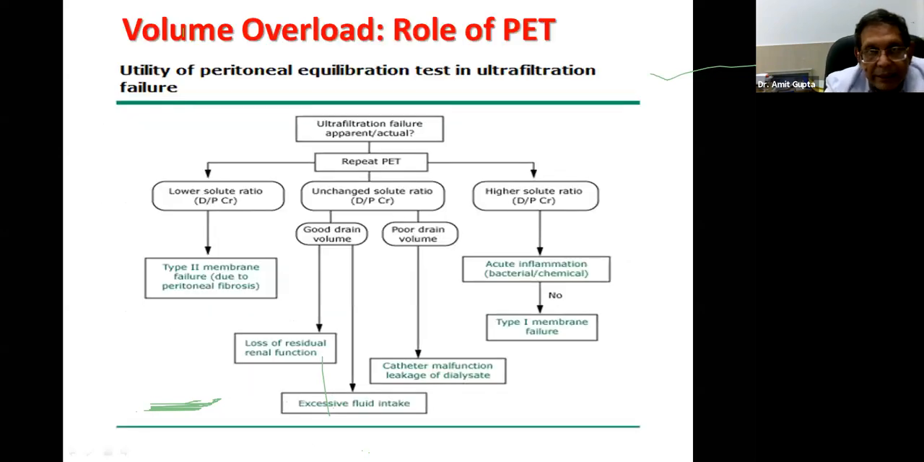So in the end, I would suggest that you can do a peritoneal equilibration test in a patient with ultrafiltration failure. If you have low solute clearance, you have a type 2 membrane failure, peritoneal fibrosis. If you have a high solute ratio with ultrafiltration failure, true ultrafiltration failure, it can be because of type 1 membrane failure. And if you find there is an unchanged solute ratio and you have a poor drain volume, this could be because of catheter malfunction, leakage of dialysate, or it could be because of type 3 or type 4 ultrafiltration failure.